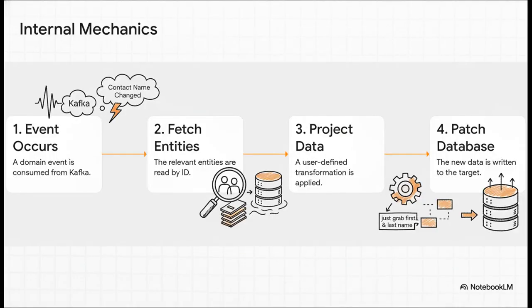So let's pop the hood for a second. The mechanics are actually pretty straightforward. First, an event happens. Let's say a contact name changed event is published.